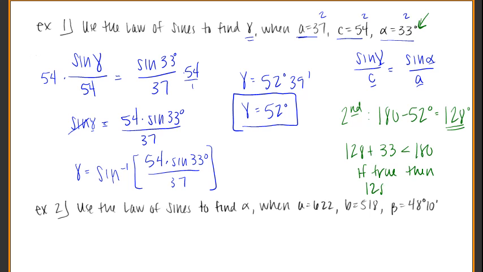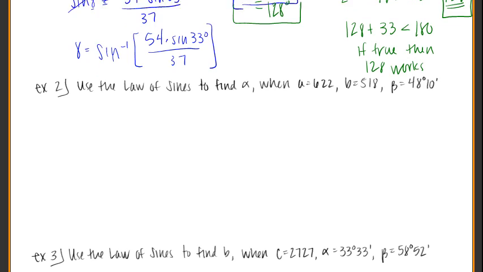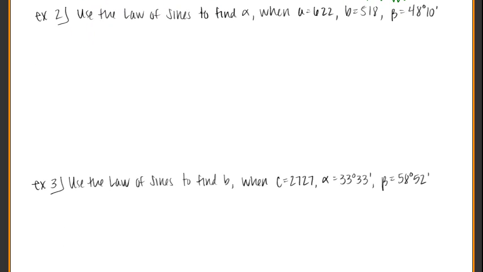then 128 works. And like I said, 128 and 33 is 161, so we want to box this up, and we have two potential answers. So gamma is 52 degrees, and it's also 128 degrees. So we really do have two solutions for this problem. Okay, well, let's take this idea and try it one more time and see what happens.